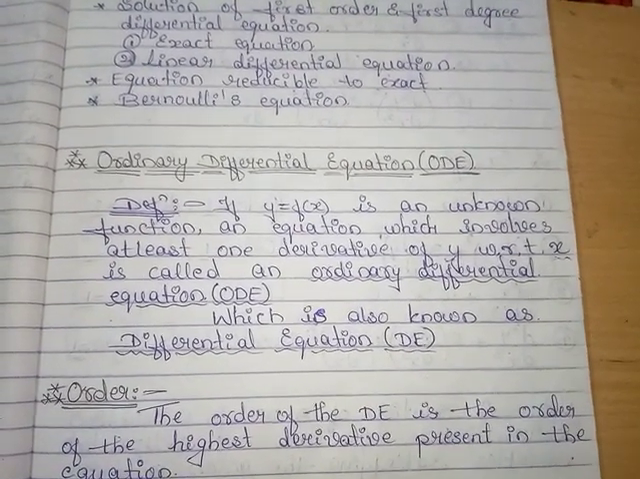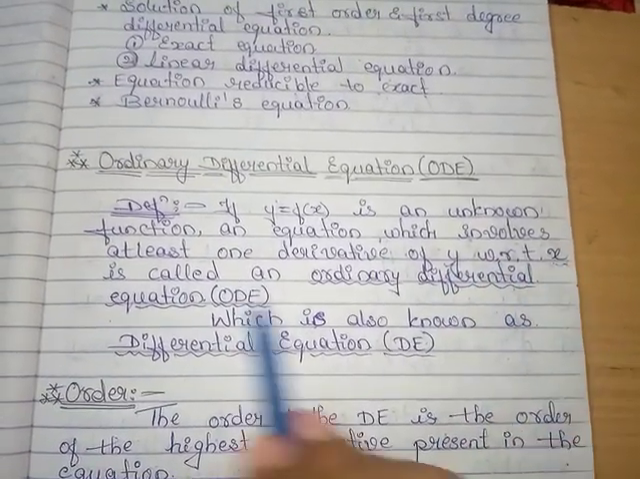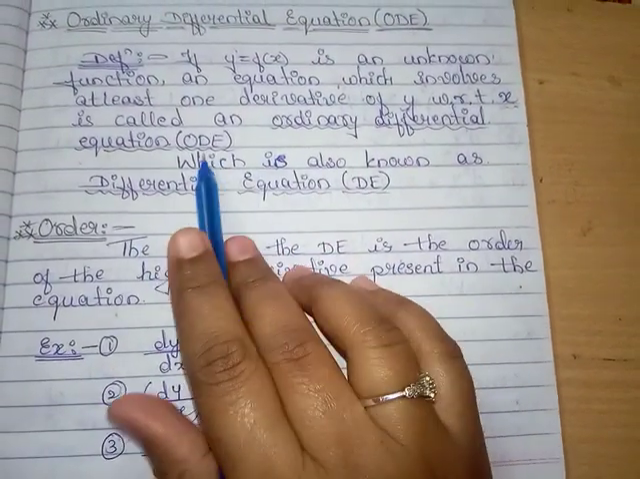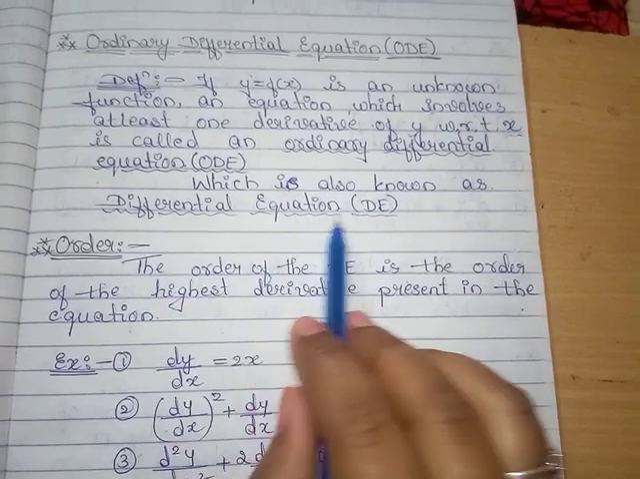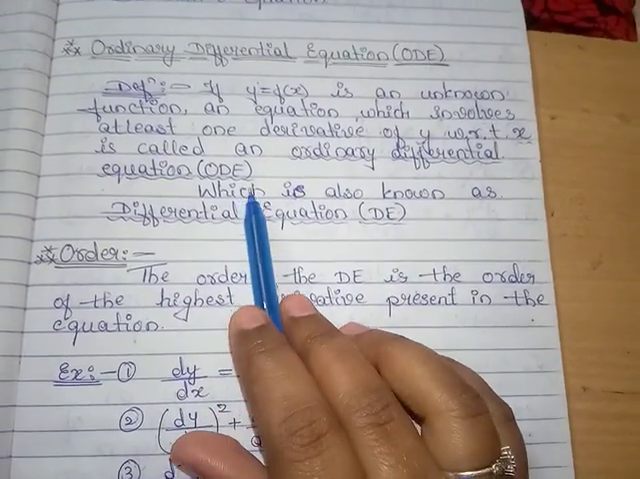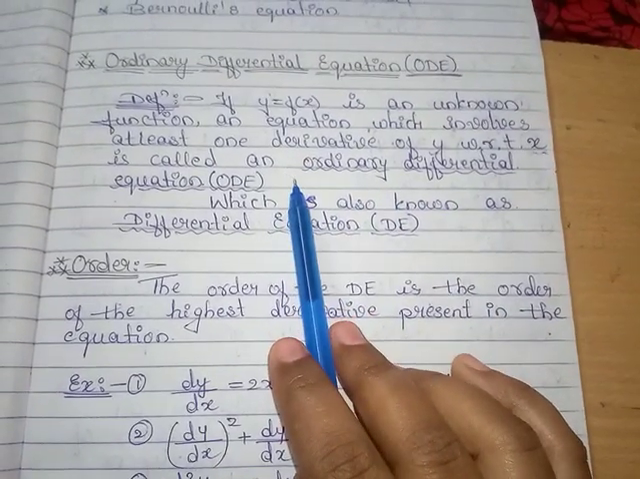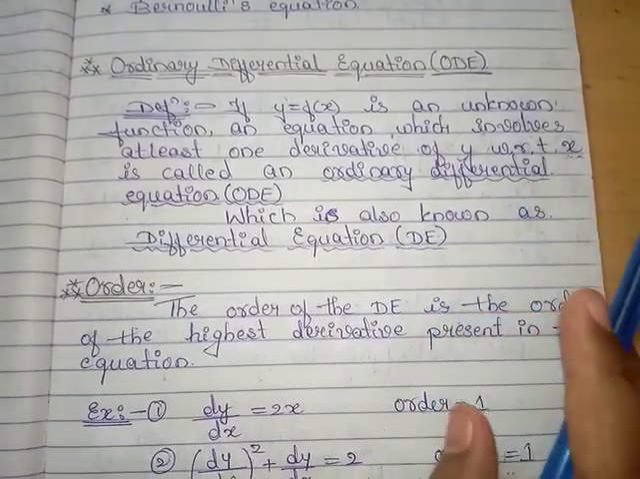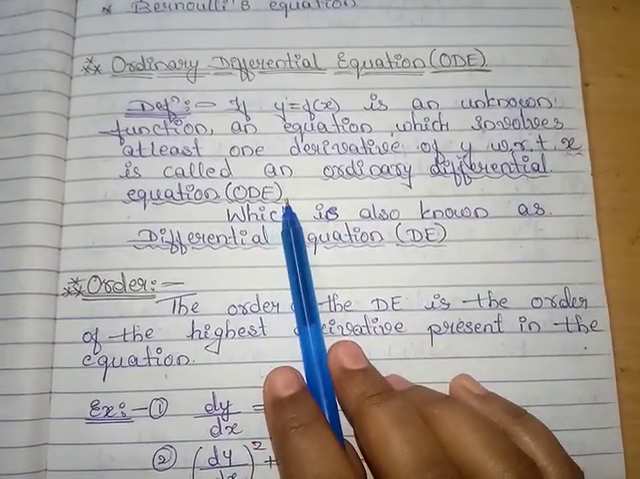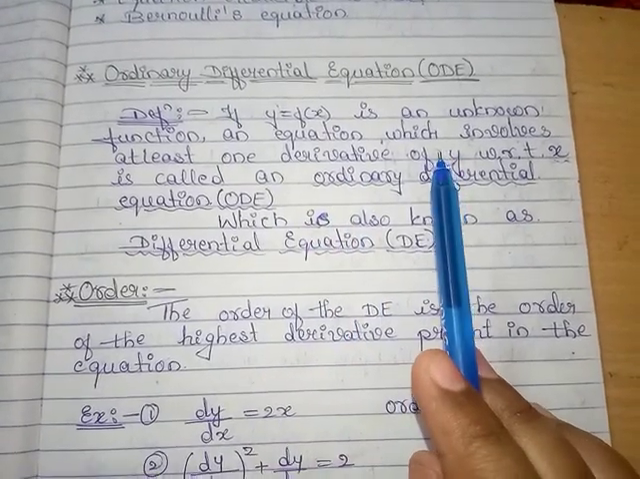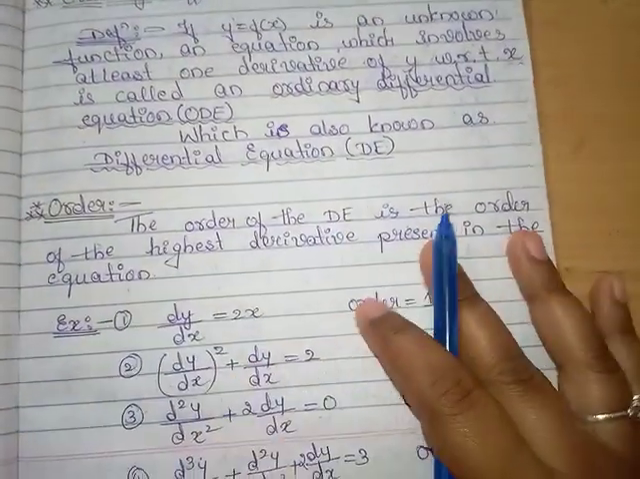The equation which involves at least one derivative of y with respect to x is called an ordinary differential equation, which we call ODE, and which is also known as a differential equation. Ordinary differential equations and differential equations are both the same. We will further call it simply a differential equation.